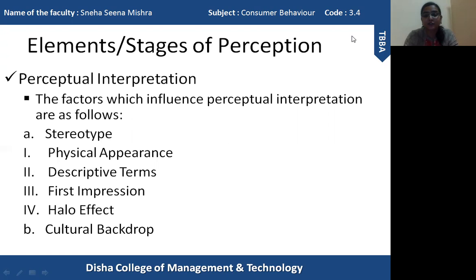The next one is cultural backdrop. Cultural backdrop also plays a very important role in perceptual interpretation, because every person belongs to a different culture, they have different elements, their surroundings are different, their point of view is different. A particular product can be liked by many people belonging to a particular culture, but the same product may not be liked by other people belonging to a different culture. So cultural backdrop has a major influence on how we interpret those stimuli that we have selected and organized.